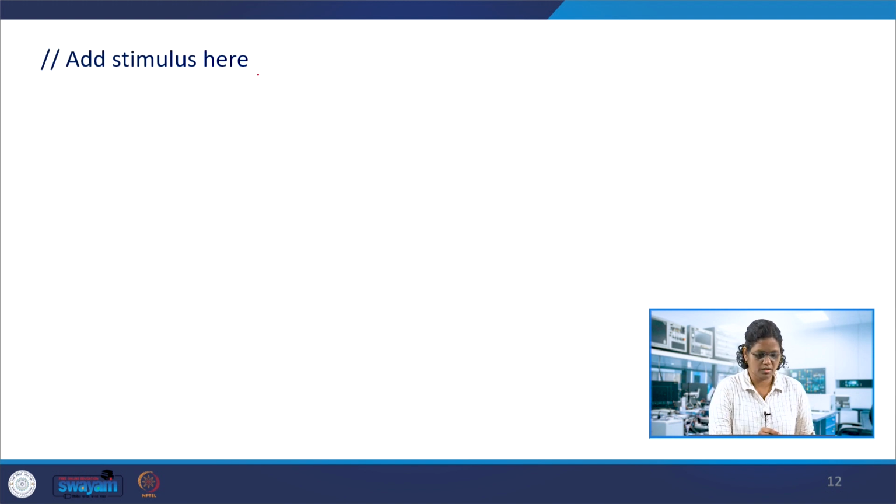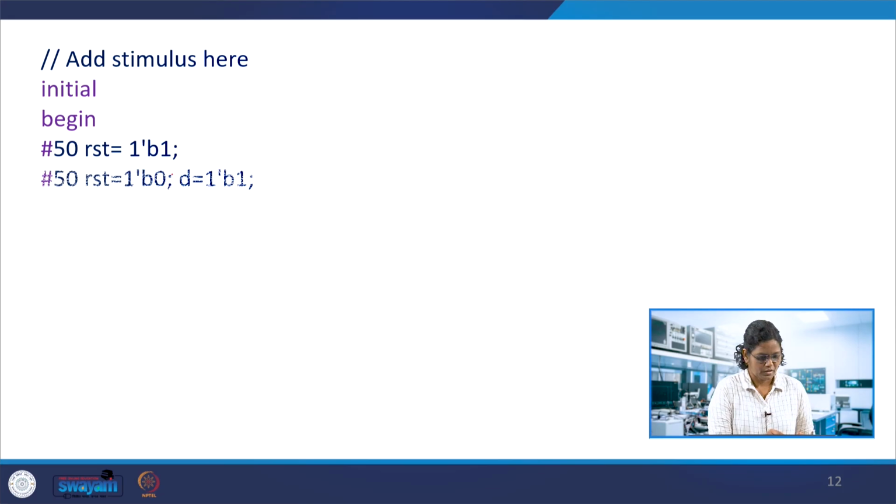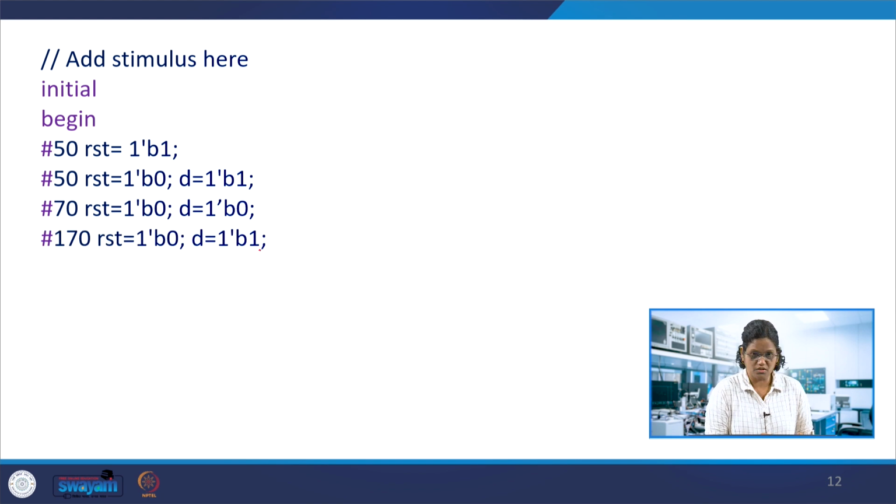So add the stimulus here, initial begin. First for 50 nanoseconds the reset is made 0, after that the reset becomes 1, that is #50. So next 50, reset is again made 0, and the data is given some value. Here data is assumed to be the value which was initially D equal to 0, and after that some 70. Reset is made 0, D is 0, and then reset is maintained 0 and D is changed, and then reset is also 0, so data will be passed to Q.